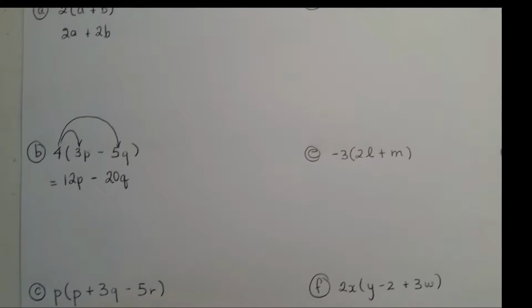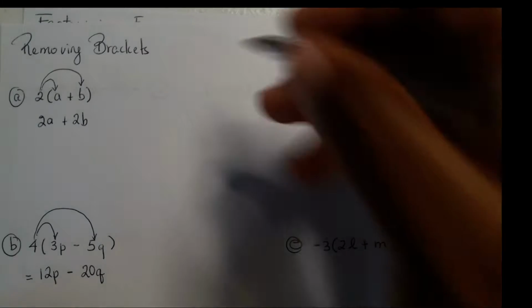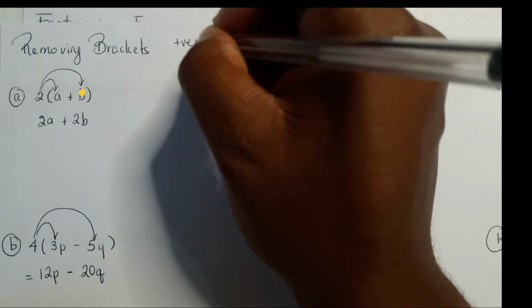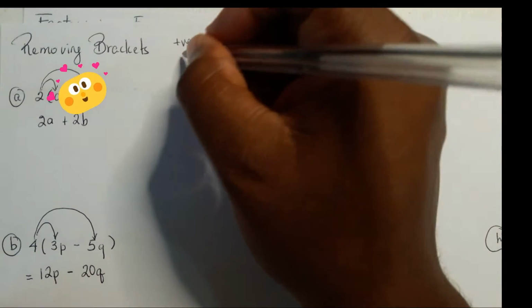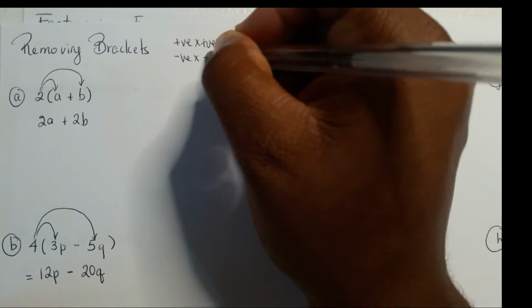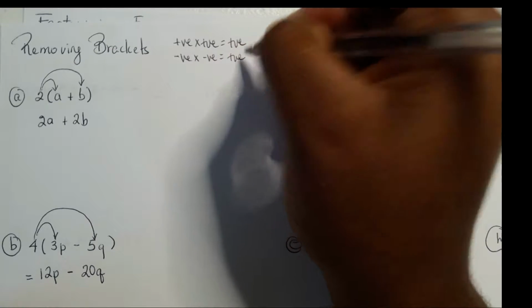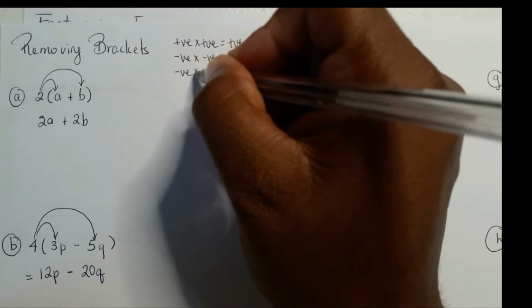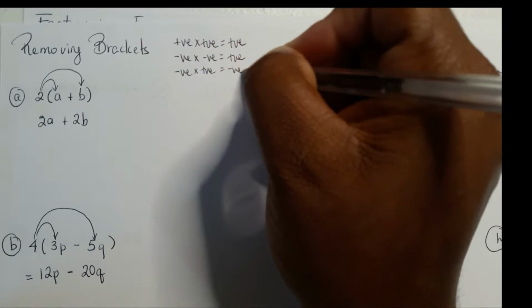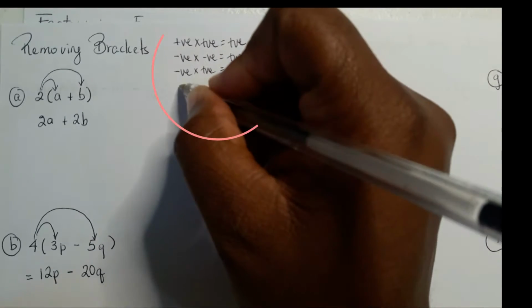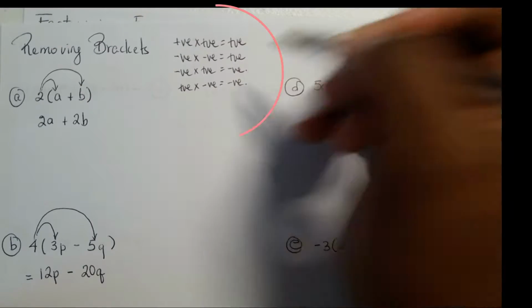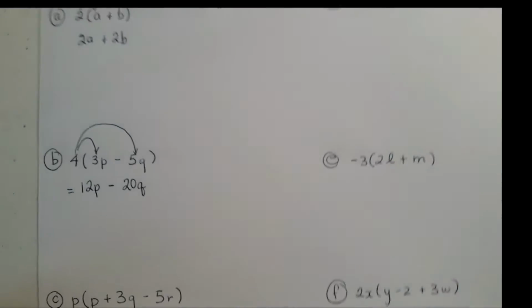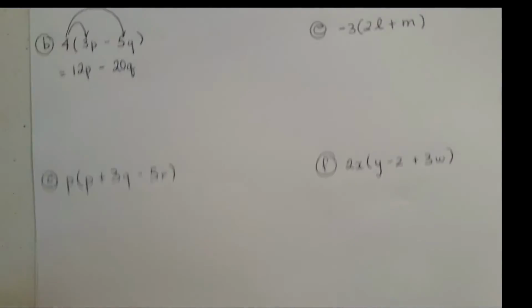So remember the rules. You remember what the rules are? Positive times a positive gives you a positive. Negative times a negative gives you a positive. Negative times a positive will give you a negative. And positive times a negative will give you a negative. Okay? So those are the rules you need to remember.